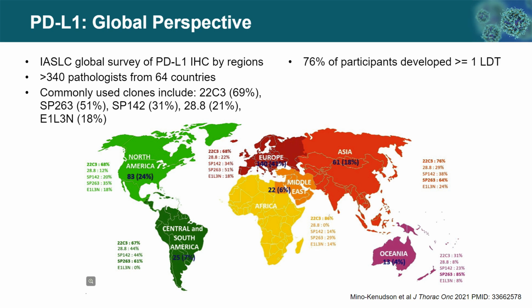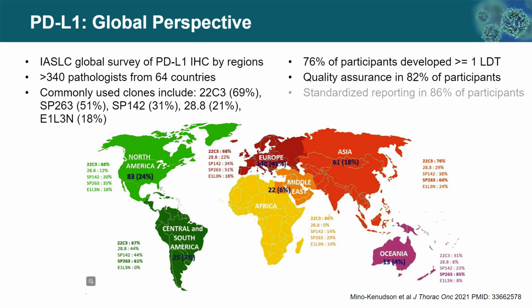76% of participants developed at least one laboratory-developed test. Quality assurance was noted in 82% of participants. Standardized reporting was noted in 86% of participants. And half of the participants reported turnaround time for PD-L1 immunohistochemistry of no more than 2 days.